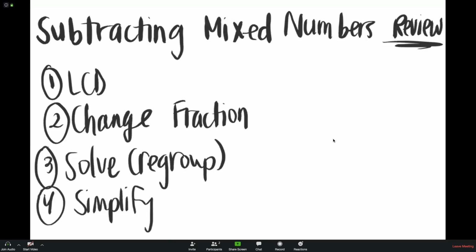Hi guys. So today we're going to spend time reviewing subtracting mixed numbers. Yesterday we did adding, so today we're going to focus on subtracting. And remember, this is nothing new. It was part of topic 10 and we're just reviewing this because some of you had some troubles on subtracting mixed fractions, especially when we have to regroup.